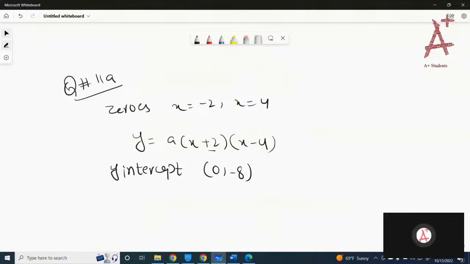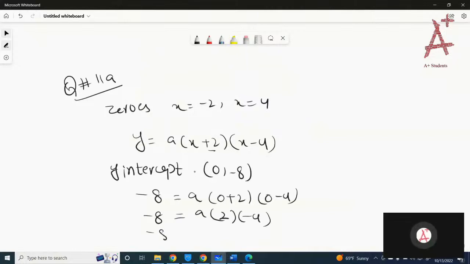Okay, then the next one, we have to find the value of a in the equation, because I've just written the equation in y equals a(x plus 2)(x minus 4) form. Got it? So we have to find the value of a. We know that the y-intercept is -8. Just put -8 for y and 0 for x. -8 equals a times (0 plus 2)(0 minus 4). So it would be -8 equals a, 0 plus 2 is 2 and 0 minus 4 is -4. -8 equals a times 2 times -4, which is -8.